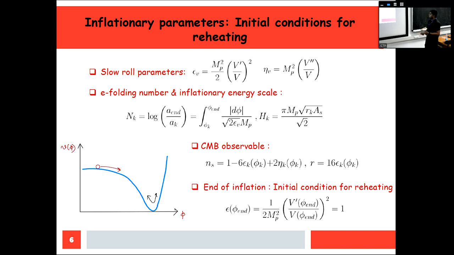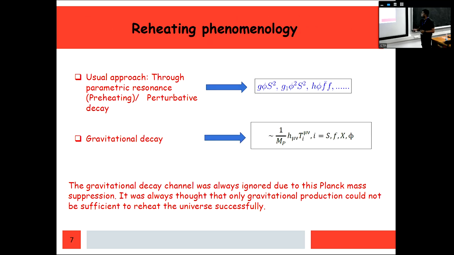And it can be connected through the r and A_s, the tensor-to-scalar ratio, and A_s is the amplitude of the scalar perturbation. And n_s and r can be related with the slow-roll parameters in this fashion. And the end of the inflation is set by epsilon equals 1, which gives the initial condition to the reheating dynamics. Okay, so go to the standard reheating phenomenology.